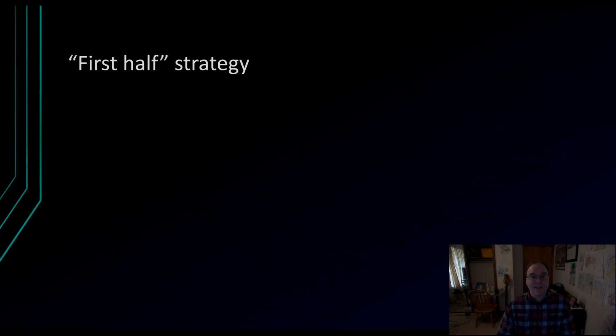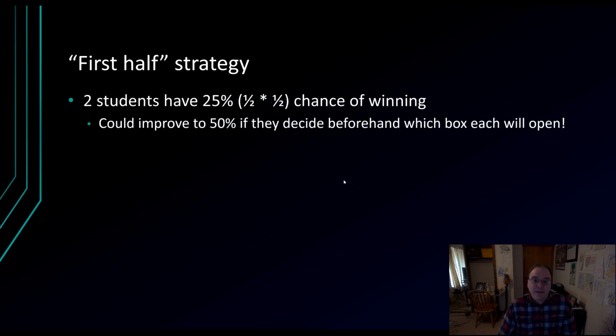So as we said last time, we had two strategies. Now we're going to have a third. This is called the first half strategy. It comes from noticing that two students only have a 25% chance of winning with the random or random with memory strategies. They could improve this to 50%. So why? What's going on here?